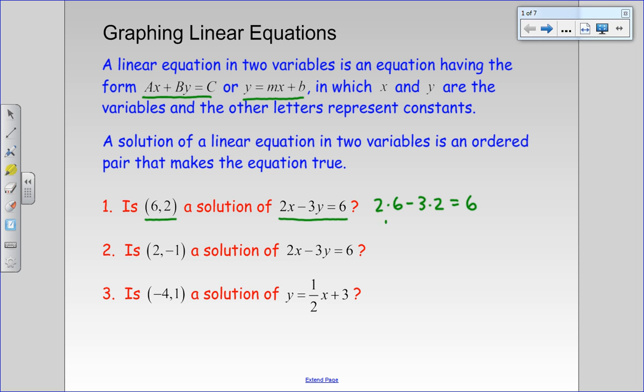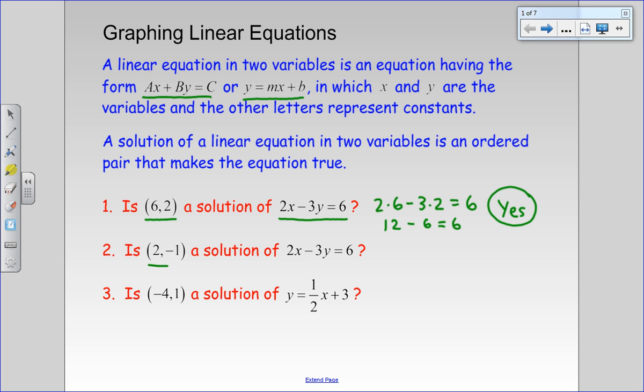In this case, we have the equation 12 minus 6 equals 6, which is a true equation. Therefore, we would say, yes, the ordered pair (6, 2) is a solution of the equation 2x minus 3y equals 6. Let's look at the second example.